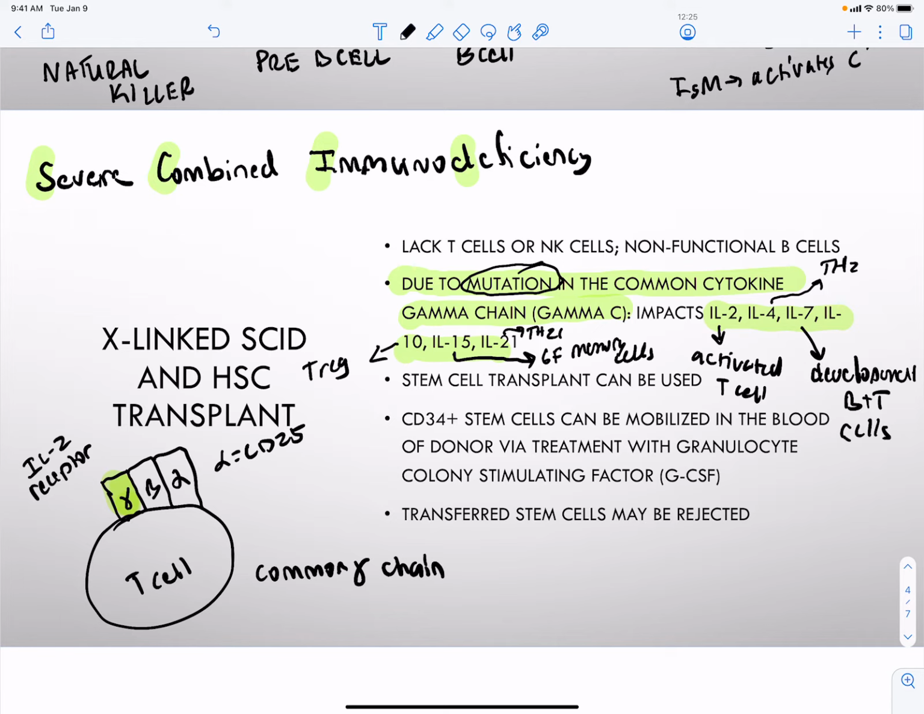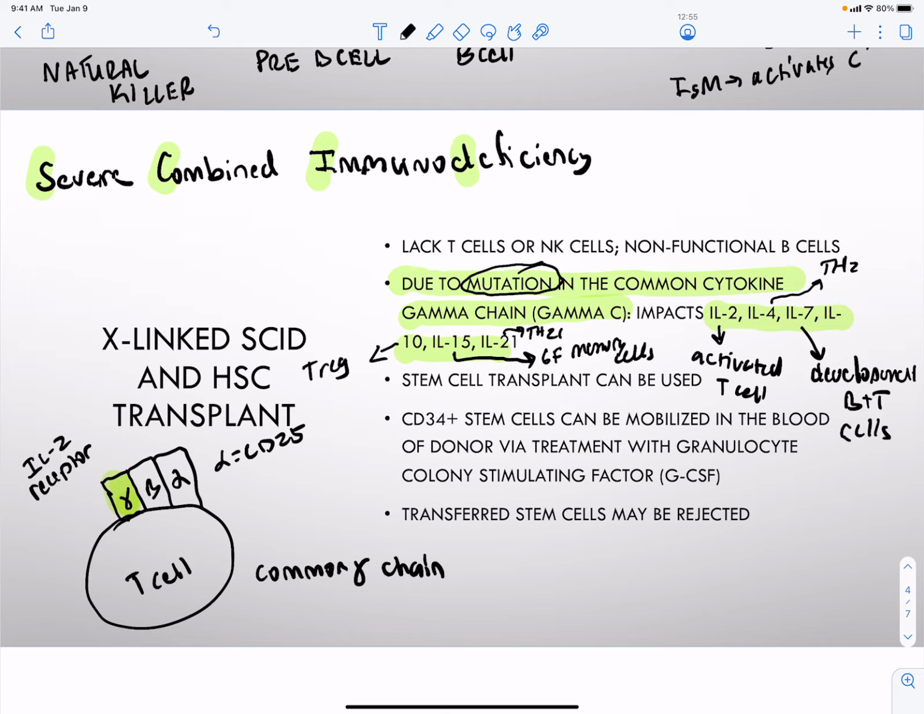Now keep in mind the gamma chain is the link to all these cytokines. These cytokines all have different alpha chains. Some might have a beta chain too. Some do, some don't. But they all share the gamma chain, but not the other components of the receptor. So that makes the receptor specific for a specific cytokine. But if you have a mutation in the common gamma chain, because all these cytokines have to share that common gamma chain, it impacts a lot of your immune system.